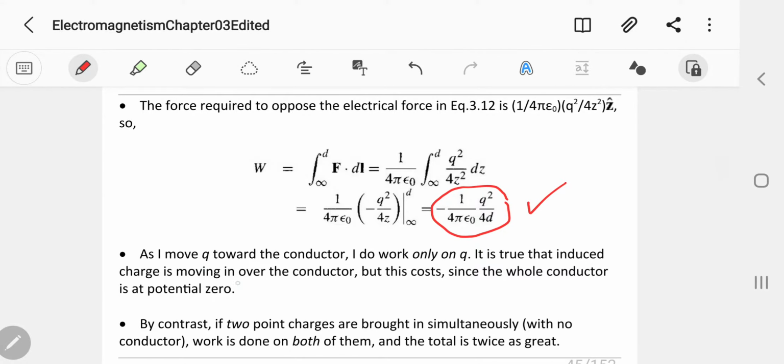As Q is moved toward the conductor, the work is done only on Q. It is true that the induced charge is moving over the conductor, but this costs nothing, since the whole conductor is at potential 0.